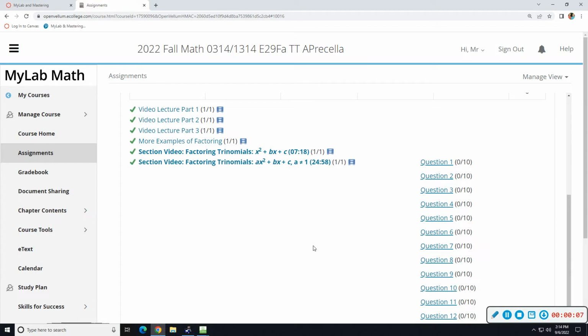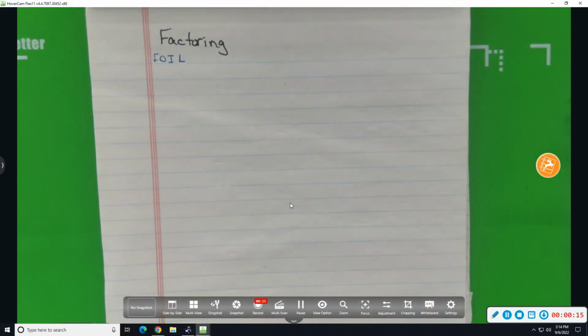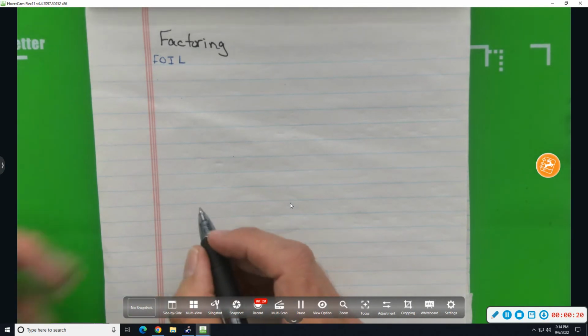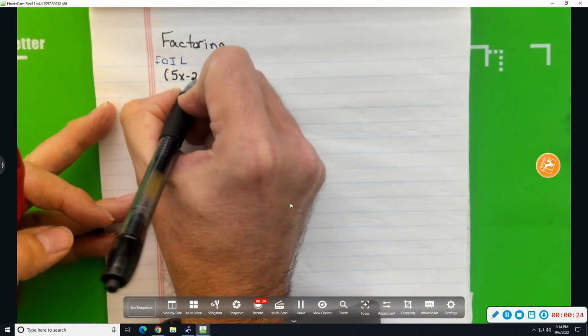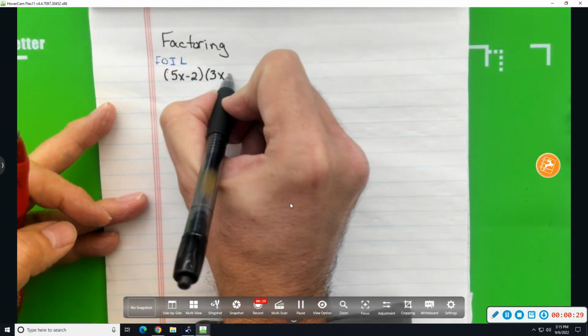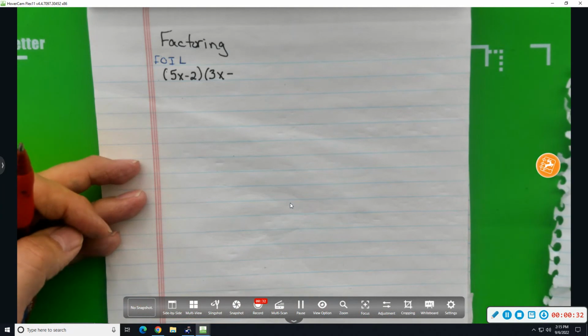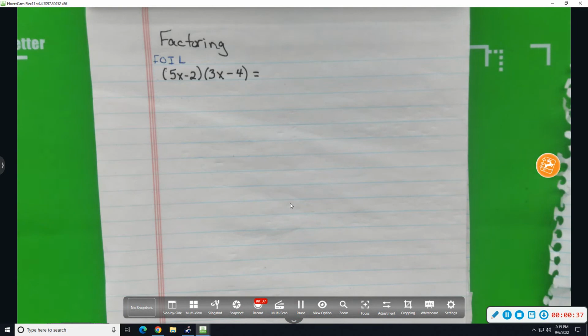We're going to be discussing factoring today, and I think I'll begin by reviewing something you know how to do. We were doing it last week, foiling out binomials. Suppose we had 5x minus 2 times 3x minus 4. Y'all know about the first, outer, inner, last. We were doing that last week with imaginary numbers.